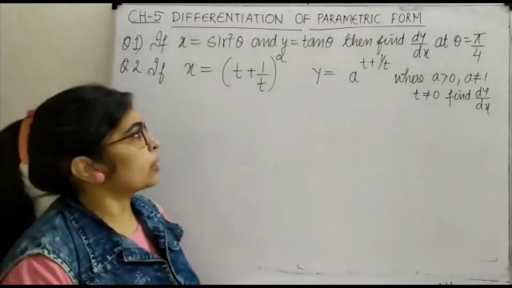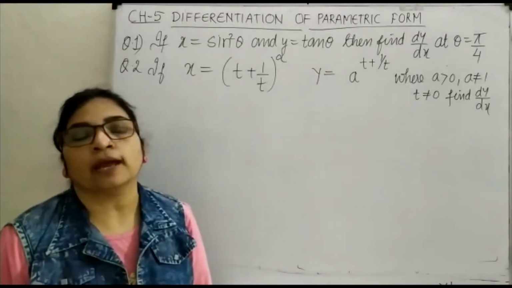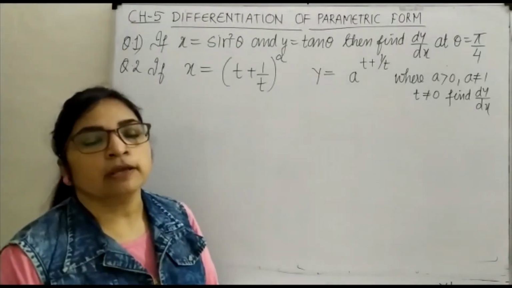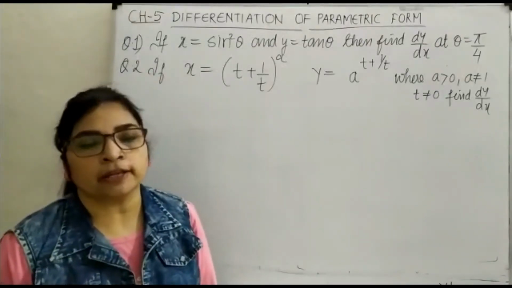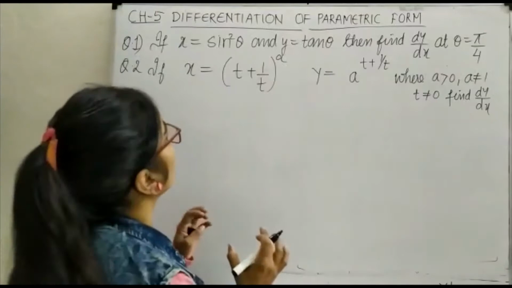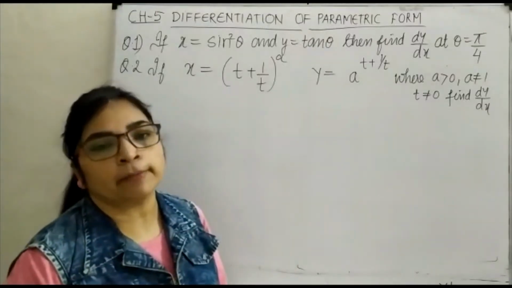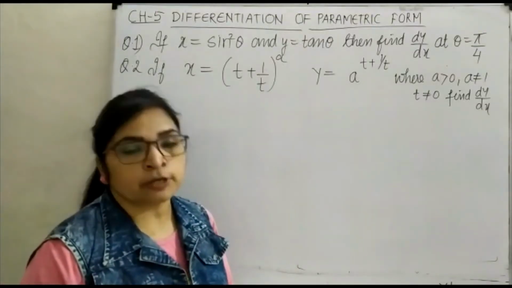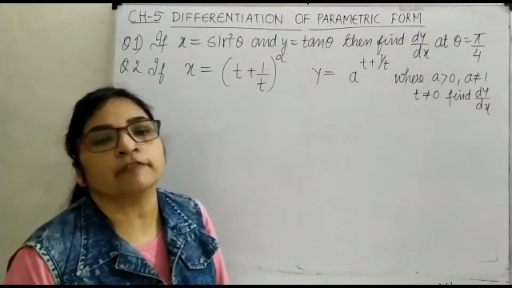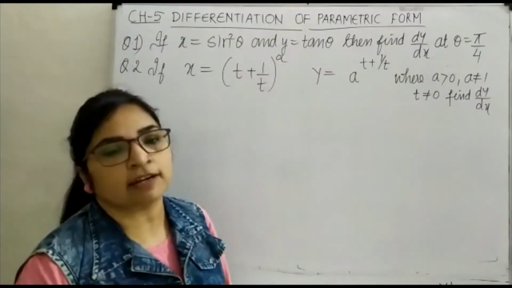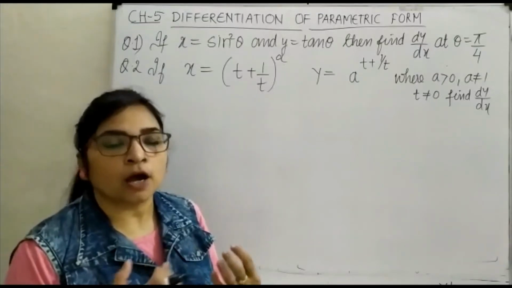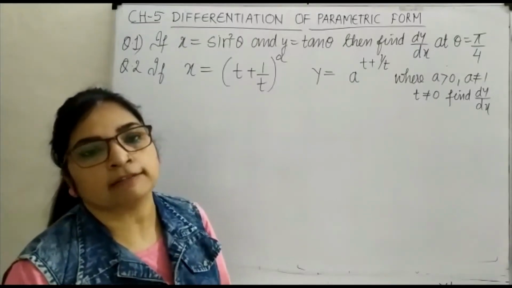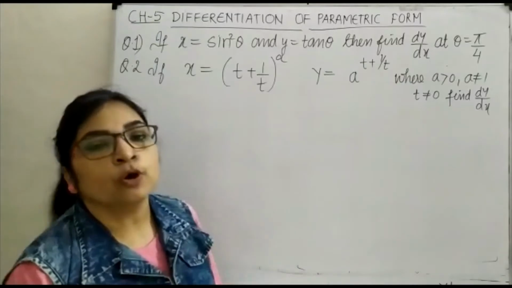Everyone, welcome to chapter 5, continuity and differentiability. Today we are going to discuss differentiation of parametric form. Let us understand what the meaning of parametric form is. When x and y are in terms of a third variable, then you should understand that they are in the parametric form, and from there how to find dy by dx, that we will see in these two questions.